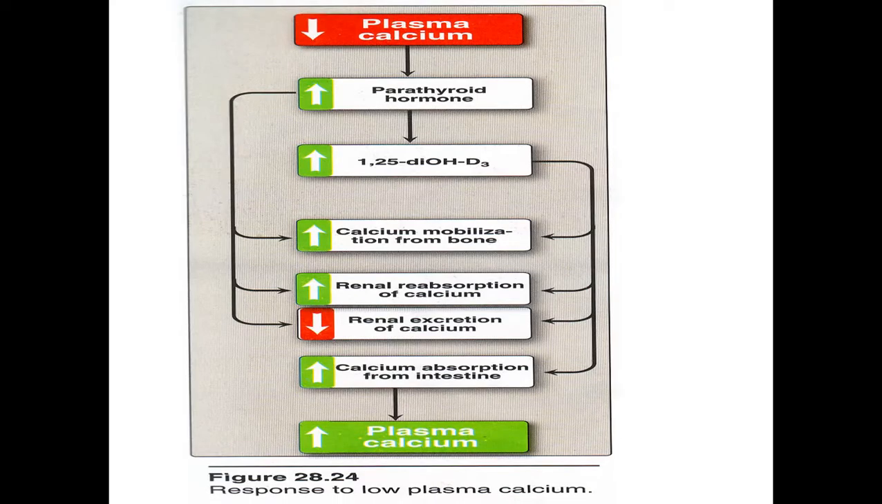Now see, the flow chart is given in this slide. It is showing the response to low plasma calcium levels. Suppose in the blood, calcium levels are low. What will happen in response? It triggers a hormone called parathyroid hormone from the parathyroid gland. This parathyroid hormone stimulates vitamin D3. Now, this increased vitamin D3, what will it do?